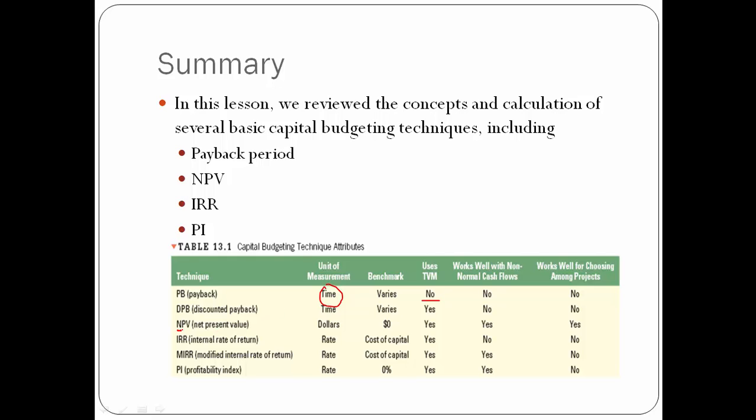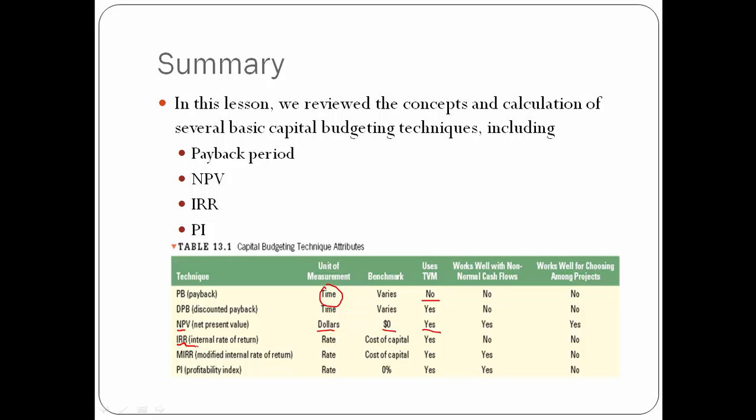And NPV measures dollars. There we compare NPV result with 0, and the calculation of course is based on time value of money. And the NPV criteria works pretty well with non-normal cash flows, and also works pretty well for choosing among projects, no matter whether they are independent or mutually exclusive.